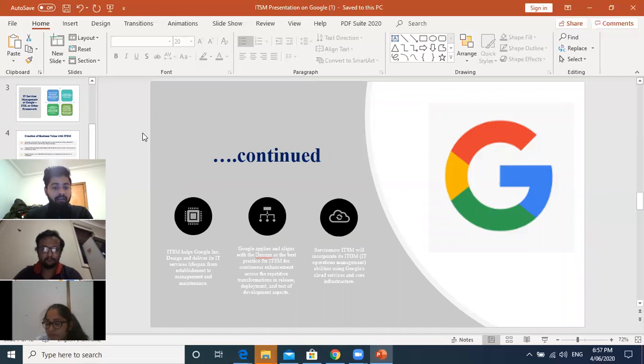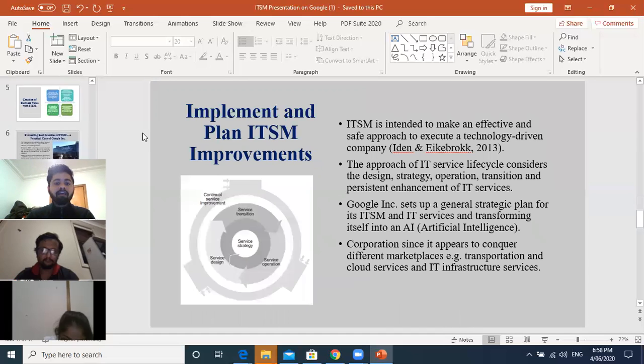And ITSM helps Google design and deliver its IT service lifespan from establishment to management and maintenance. Google applies and allies with the developer in the best practice for ITSM for continuous enhancement across the repetitive transformation in release, deployment, and the test of deployment aspects. ServiceNow ITSM will incorporate ITOM, which is IT operation management abilities, using Google's cloud service and core infrastructure. The next slides will be covered by my teammate, Purushottam.